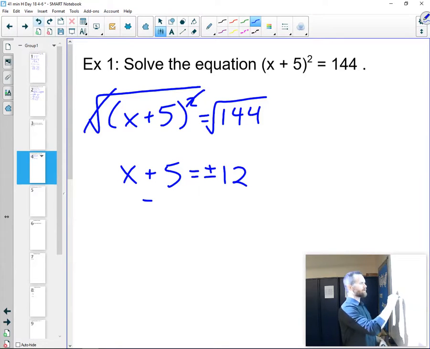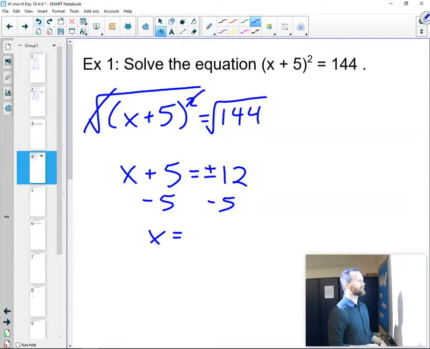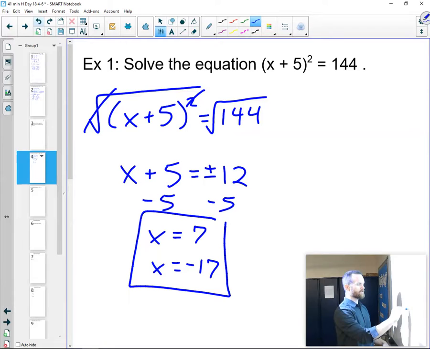Well, then we would just subtract 5 from both sides, and we would get x equals, if it's positive 12 minus 5, that would be 7. And x equals, if it's negative 12 minus 5, that would be negative 17. So those are our two answers, x equals 7 and x equals negative 17.